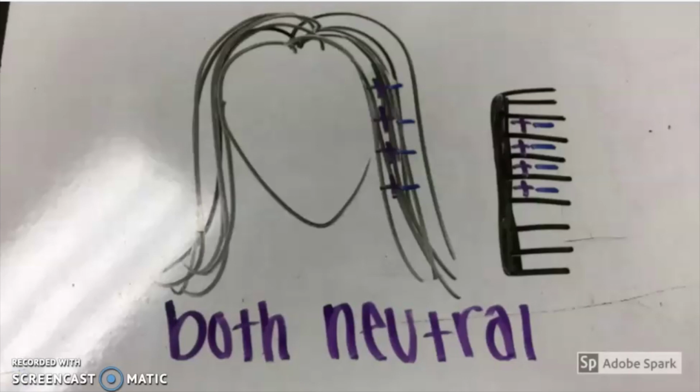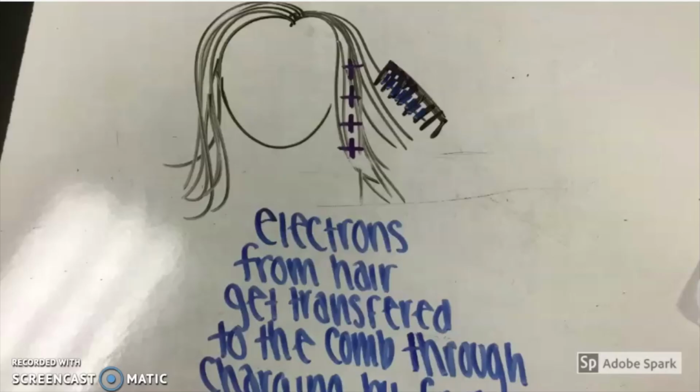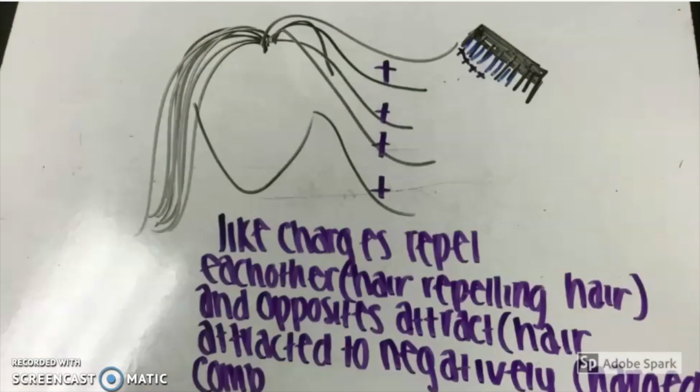Before contact, both objects are neutrally charged. Electrons from the hair get transferred to the comb through charging by friction. Now that the hair is all the same positive charge, they repel each other, and since the comb is the opposite charge, it's attracted to it.